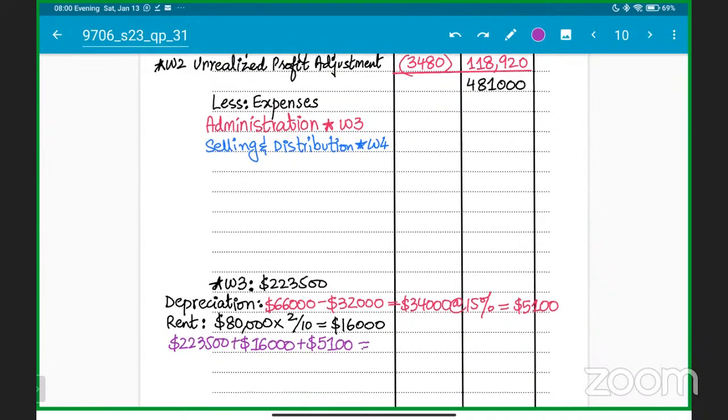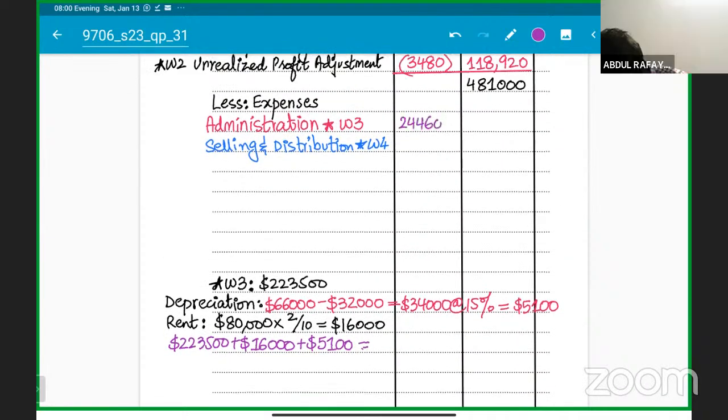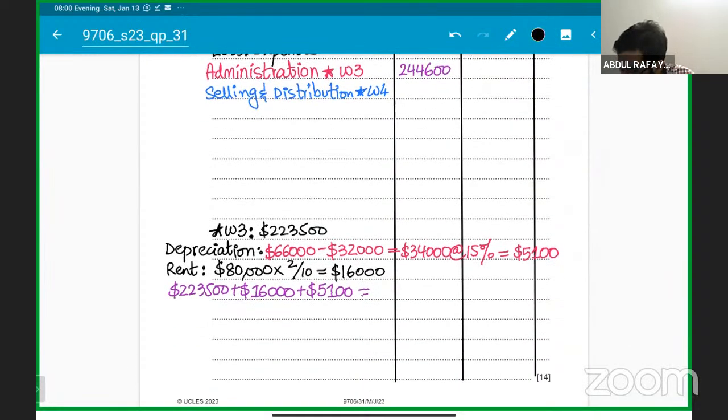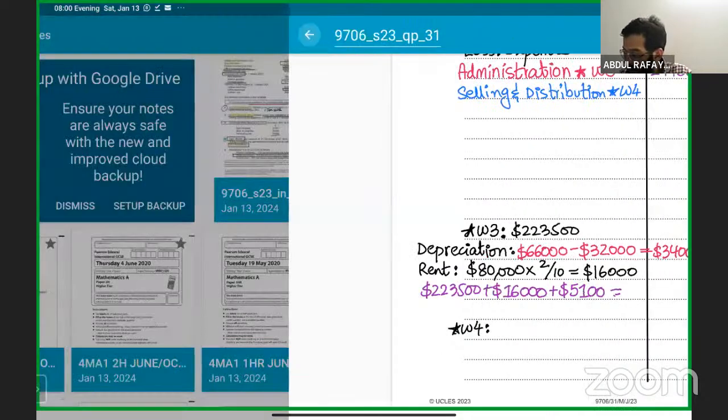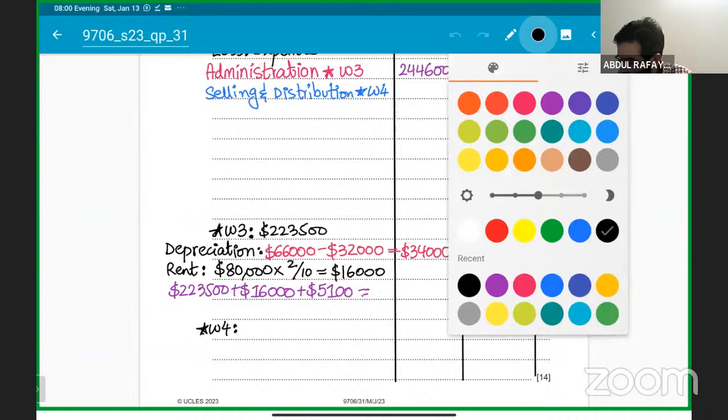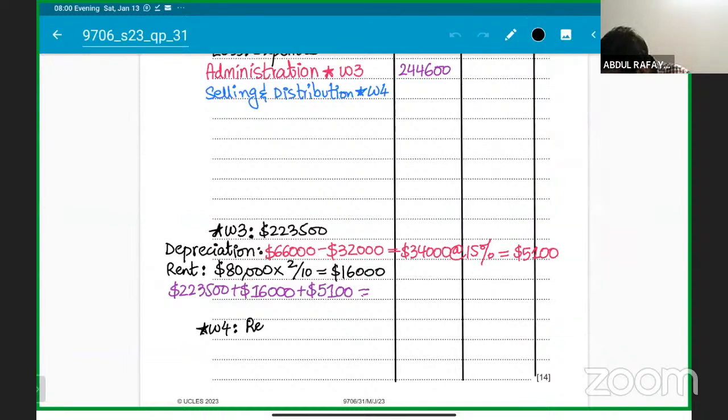Okay, everyone got it clear? So we got this. This is set to 44,600 as the administration cost. Okay. Same goes for everyone with me, right? Same goes for, sir, the selling and distribution. So first, let us do it directly. 50% is done, 20% is done, so how much will the rent be?